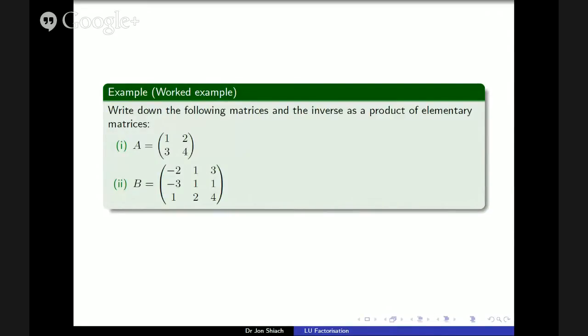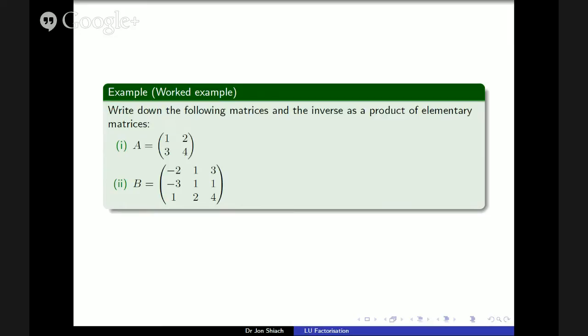So if I wanted to write down the original matrix A as a product of elementary matrices, what I do is I take the row operations I applied. So the first thing I did was row 2 minus 3 row 1, invert it. I've added minus 3 lots of row 1 to row 2, but I'm going to invert that in a minute.